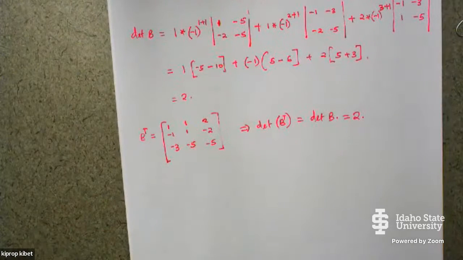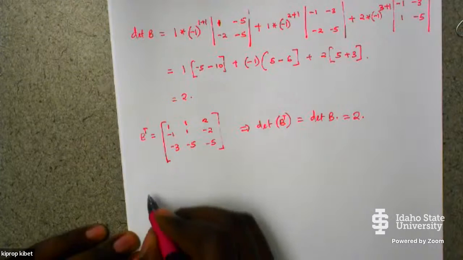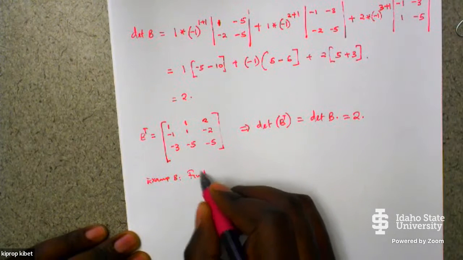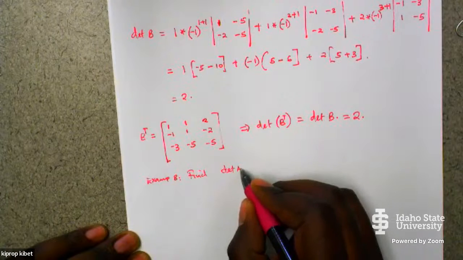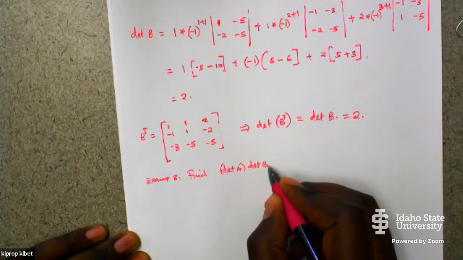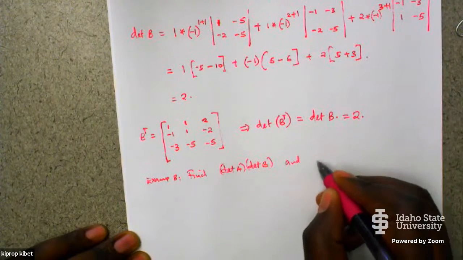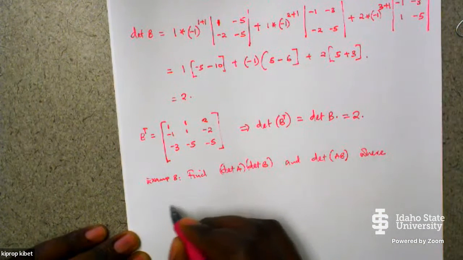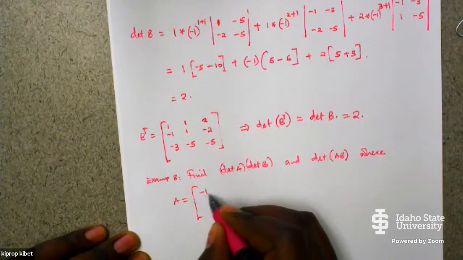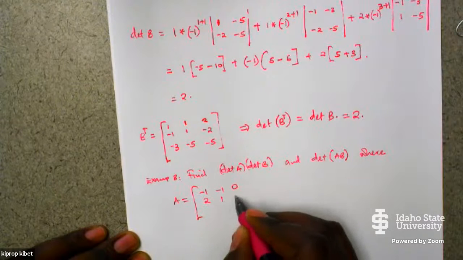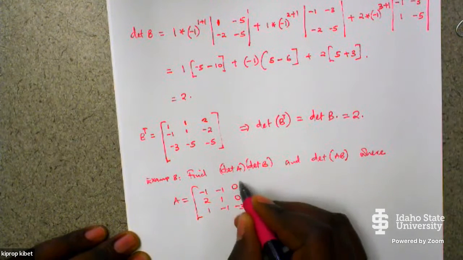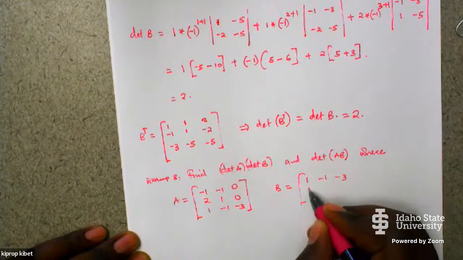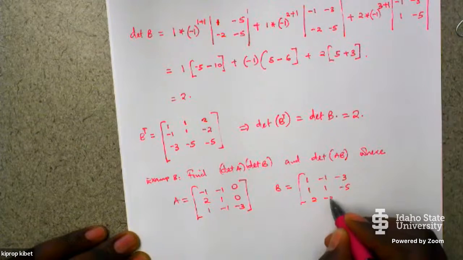Okay. Now, if we come to another example, example number 8, find the determinant of A multiplied by the determinant of B, and the determinant of AB, where A is equal to [-1, -1, 0; 2, 1, 0; 1, -1, -3], and B is equal to [1, -1, -3; 1, 1, -5; 2, -2, -5].